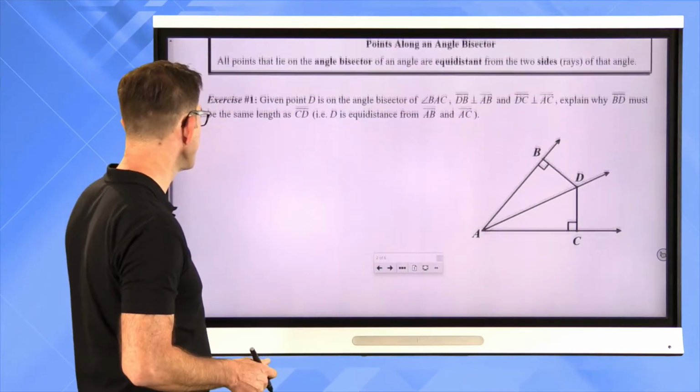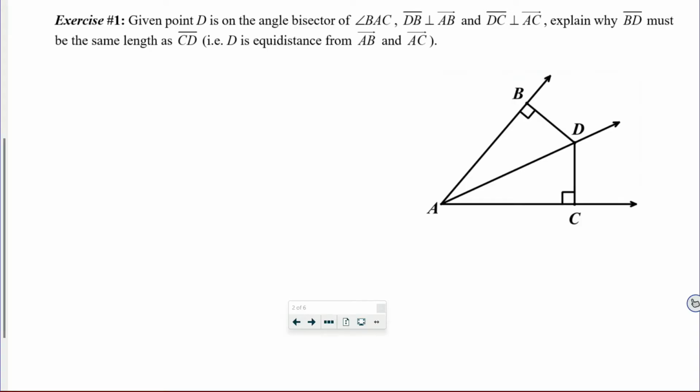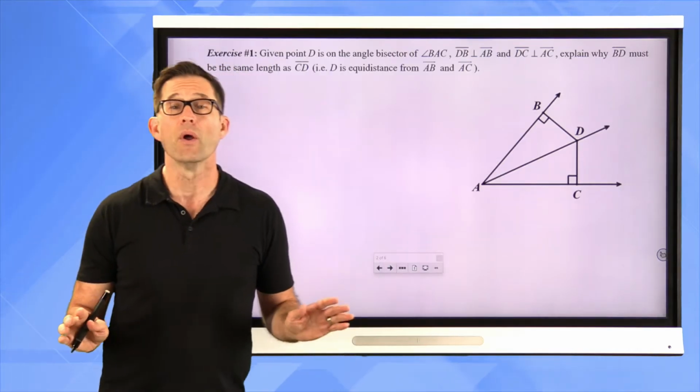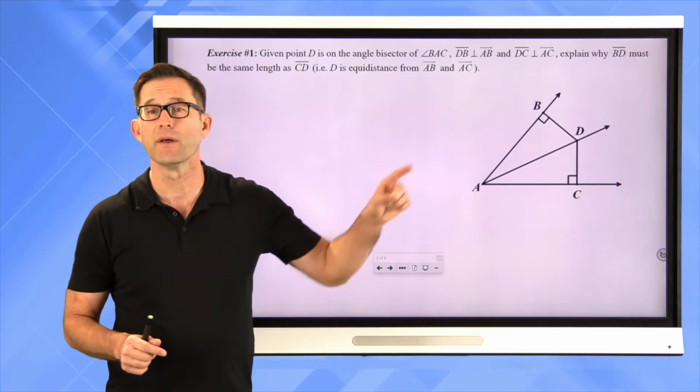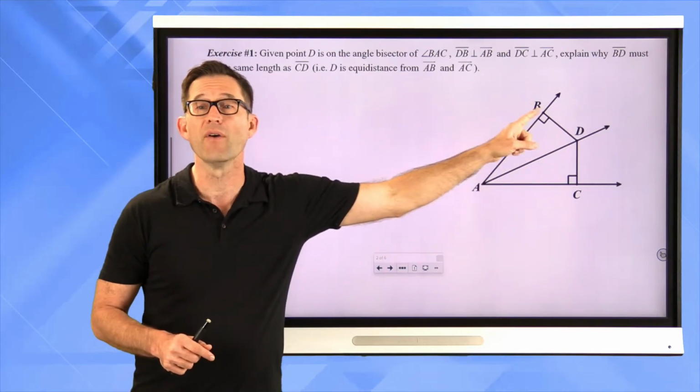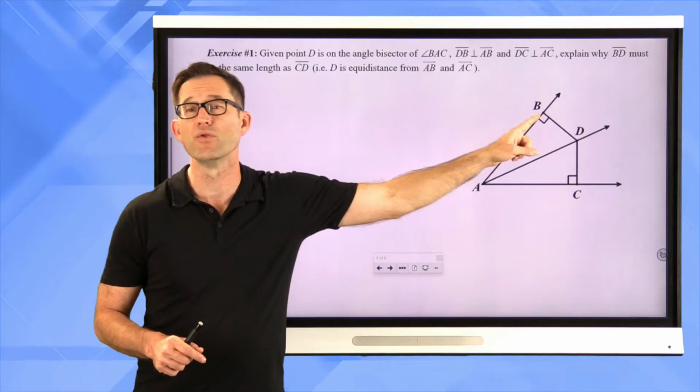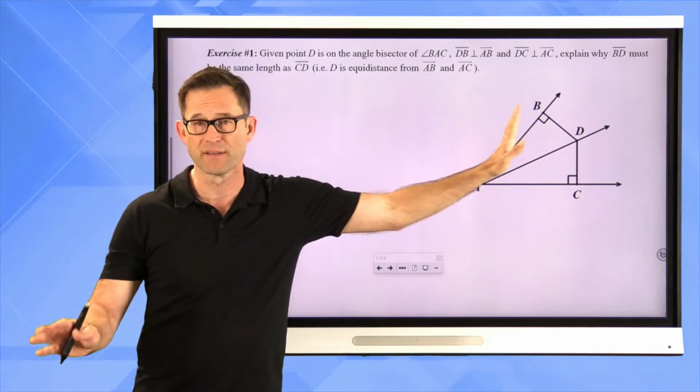So let's take a look at exercise number 1. Given point D is on the angle bisector of angle BAC, DB is perpendicular to AB, and DC is perpendicular to ray AC, explain why segment BD must be the same length as segment CD, i.e. D is equidistant from ray AB and ray AC. Side note, whenever we're talking about the distance that a point is away from a line, a ray or a line segment, we're always talking about the length of a perpendicular segment from that point to the line, the ray, the segment, etc.